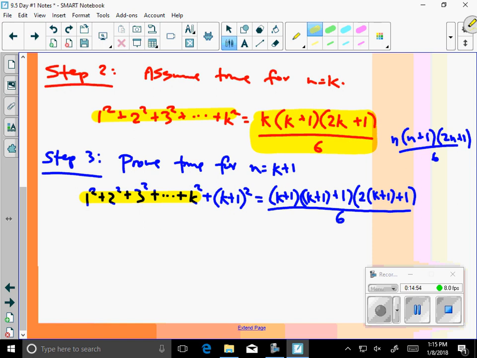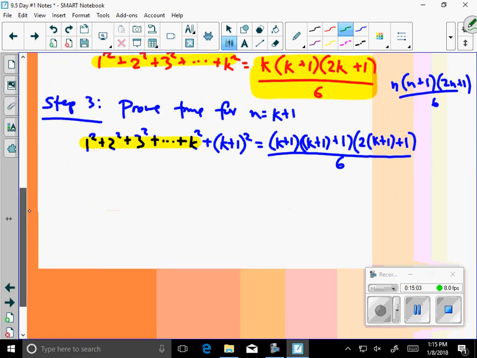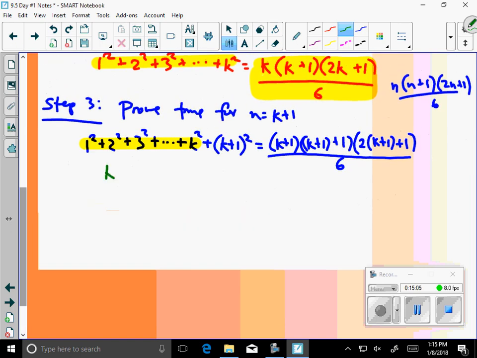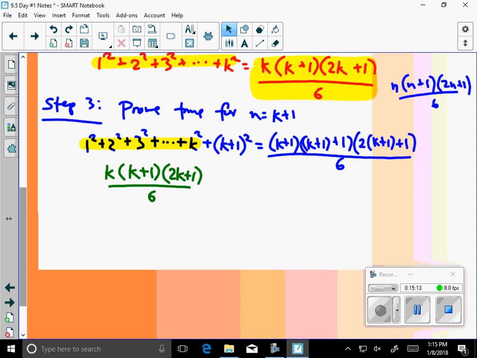Is that pretty? No, it's very not pretty. But I'm going to replace that down here. So that is k times k plus 1 times 2k plus 1 over 6. Nothing has changed with my next term, which is that k plus 1 squared term.